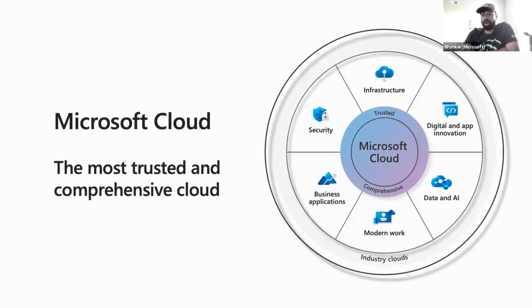And for the why Microsoft Cloud, right? Because we are a holistic cloud with a complete AI stack built in. We support different use cases along with infrastructure built in through security ground up. We support digital and app innovation with different services. We have a wide variety of data and AI services that support different use cases, as well as we complement it with a lot of products and applications like Teams for modern work. And all of these reside on top of which is the industry cloud, which is tailored specific to industries and solutions for a specific industry.